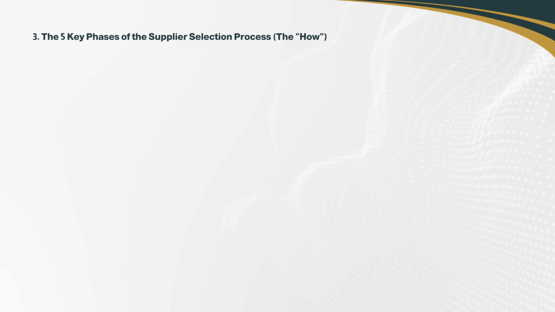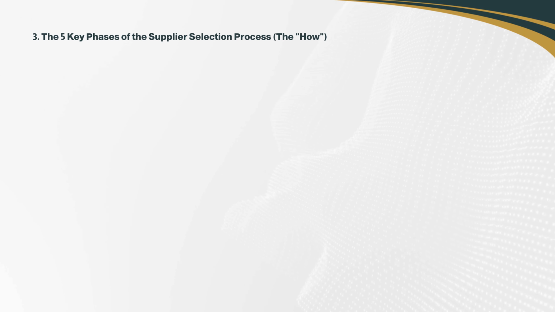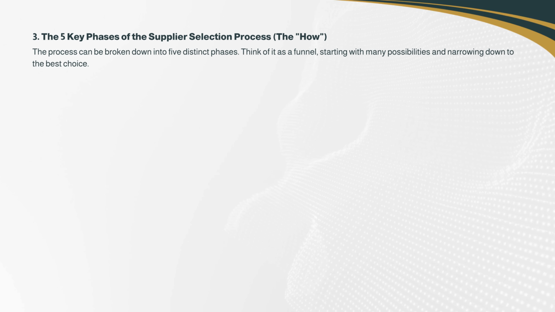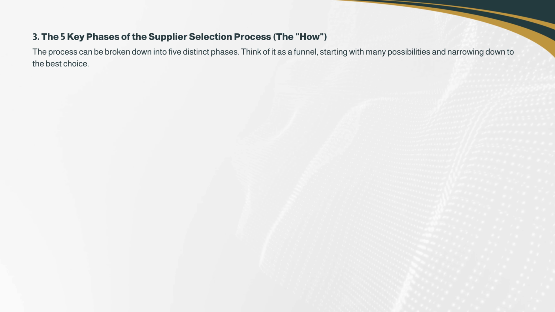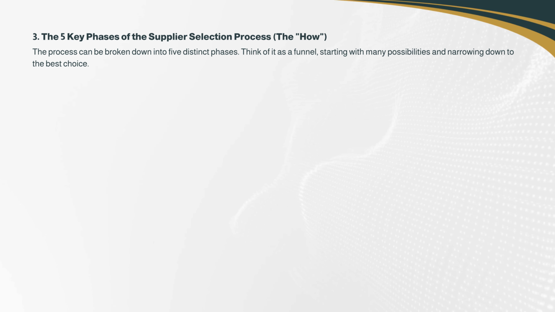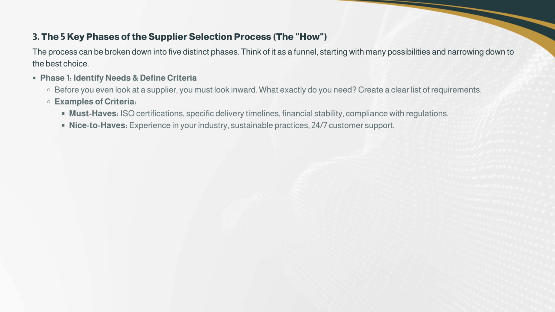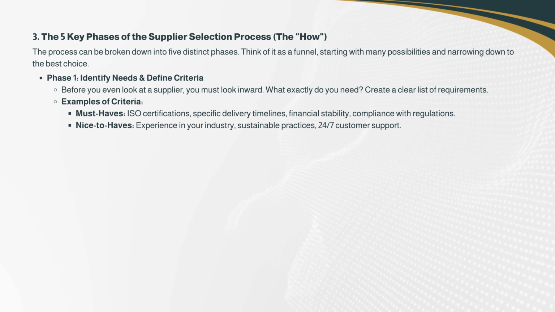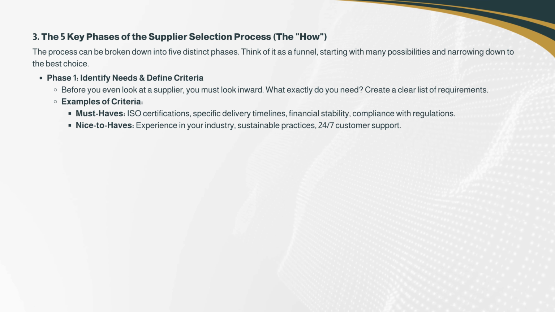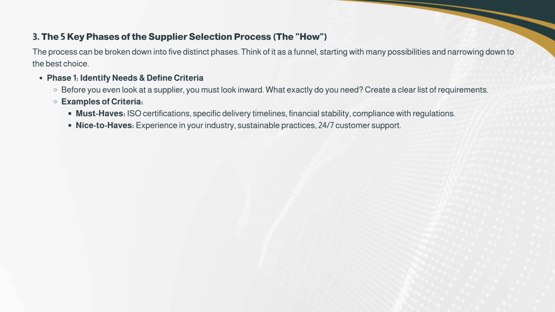3. The 5 key phases of the supplier selection process. The how. The process can be broken down into 5 distinct phases. Think of it as a funnel, starting with many possibilities and narrowing down to the best choice. Phase 1. Identify needs and define criteria. Before you even look at a supplier, you must look inward. What exactly do you need?